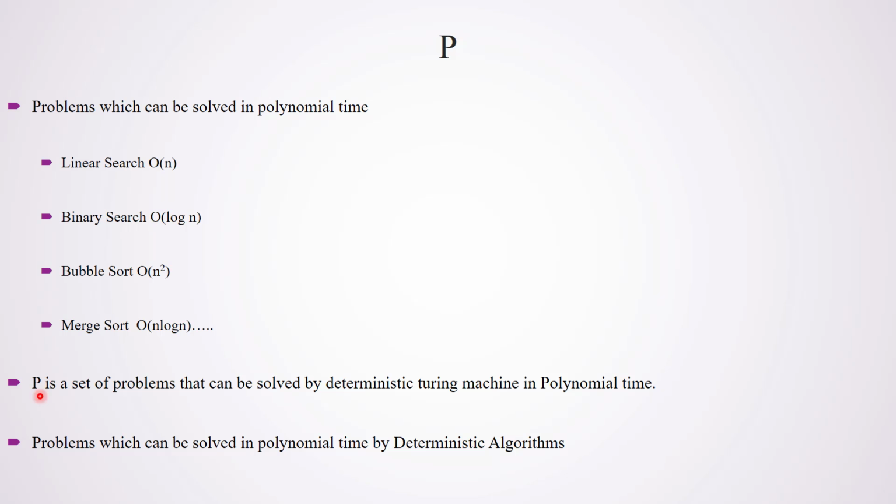Another definition is, P is a set of problems that can be solved by a deterministic Turing machine in polynomial time. The concept of deterministic Turing machine you already studied in the previous semesters. Another definition is problems which can be solved in polynomial time by deterministic algorithms. In the previous semesters you have studied that if a problem can be solved by a Turing machine, it can also be solved by a computer. So here the term deterministic will be clear when you study what non-deterministic algorithms are.